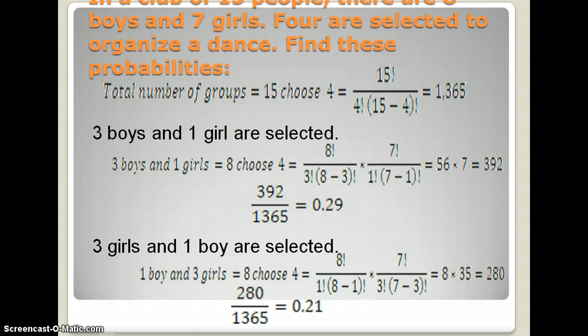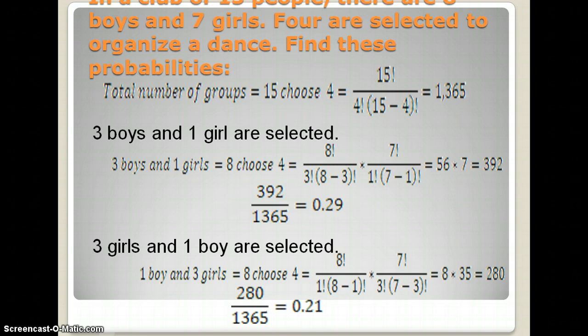Down the bottom, I do the same thing, but now it's 3 girls and 1 boy, so the 3 and the 1 get switched. The 1 now goes with the 8, the 3 goes with the 7. There's 280 different possibilities here, so the probability is 0.21.